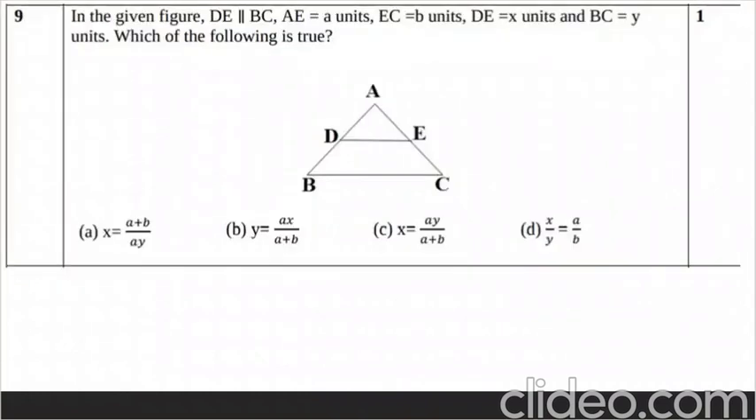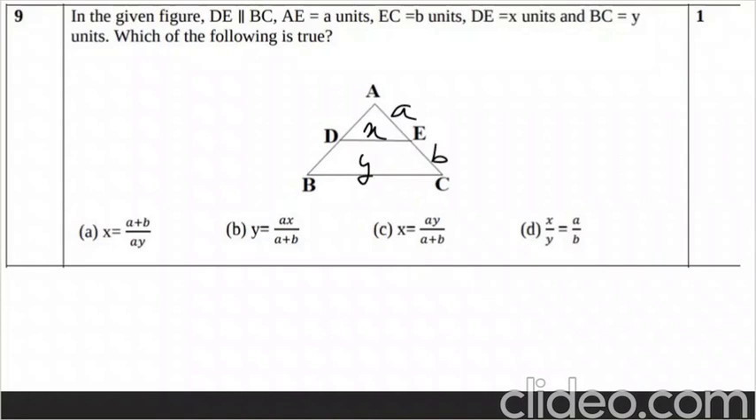Alright. Now, let's move to the next question of figure 1. In the given figure, DE and BC are parallel. AE is a units. EC is b units. DE is x units and BC is y units. Which of the following is true?